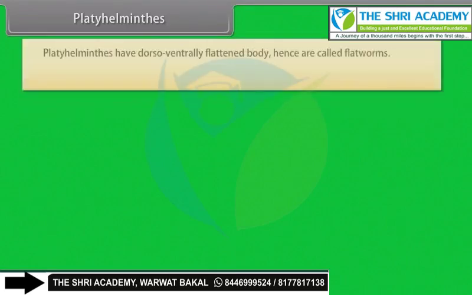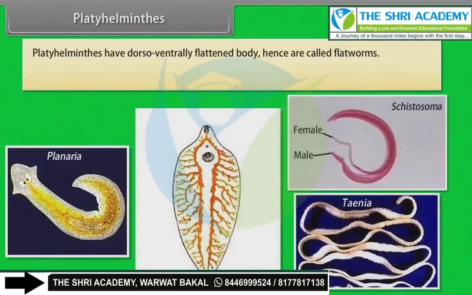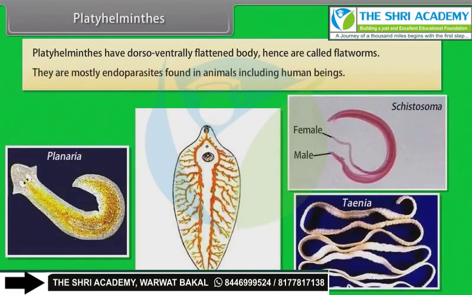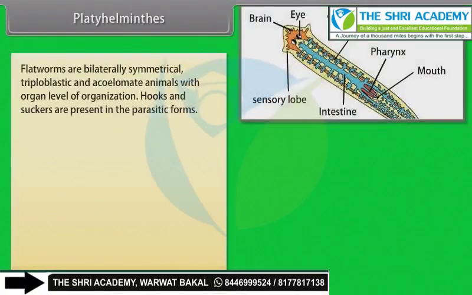Platyhelminthes. Platyhelminthes have dorso-ventrally flattened body, hence are called flatworms. Platyhelminthes are mostly endoparasites found in animals including human beings. Flatworms are bilaterally symmetrical, triploblastic and acoelomate animals with organ level of organization. Hooks and suckers are present in the parasitic forms.